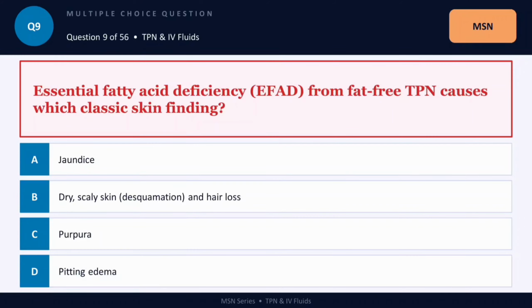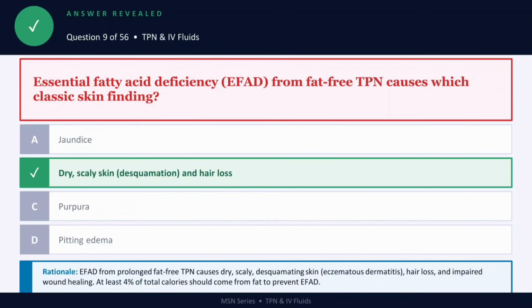Question number 9. Essential fatty acid deficiency from fat-free TPN presents with which classical skin finding? Option A. Jaundice. Option B. Dry, scaly skin and hair loss. Option C. Purpura. Option D. Pitting edema. The correct answer is option B.